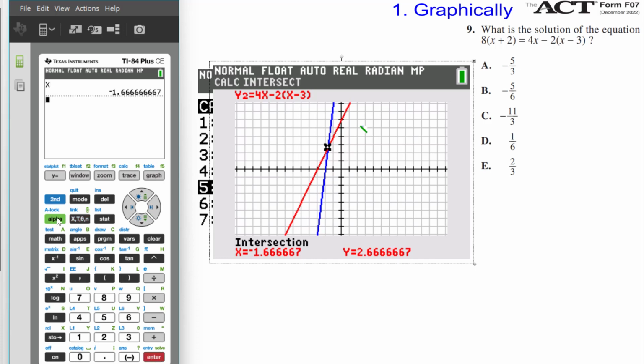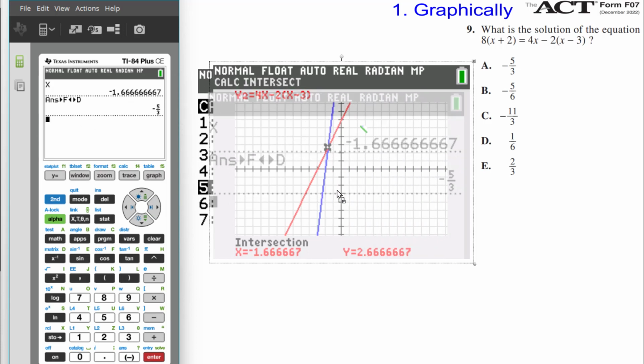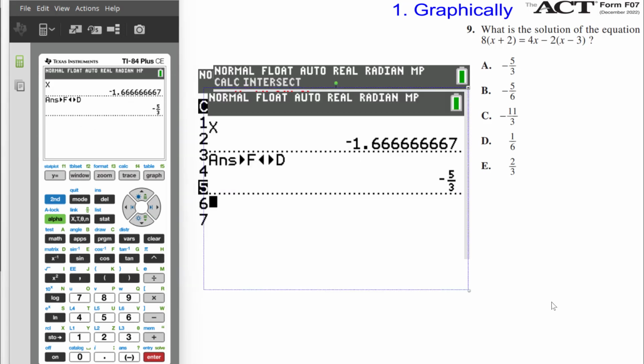And then I can use the alpha y equals, the F1 command, and number 4, and do the conversion from decimal to fraction. So it'll take the last answer and convert it. And the answer is -5/3. So A.